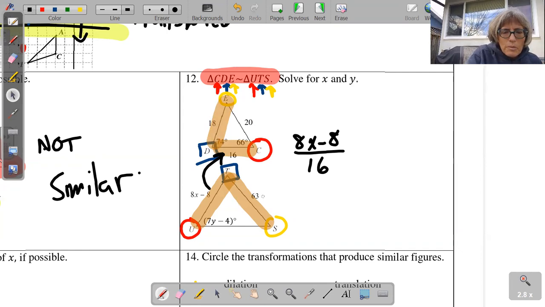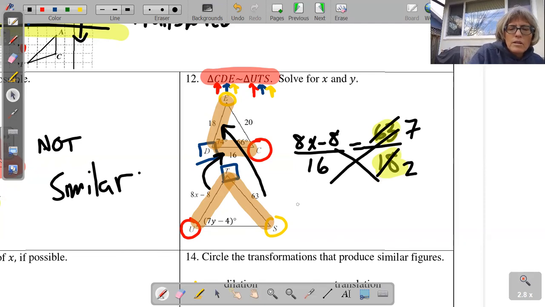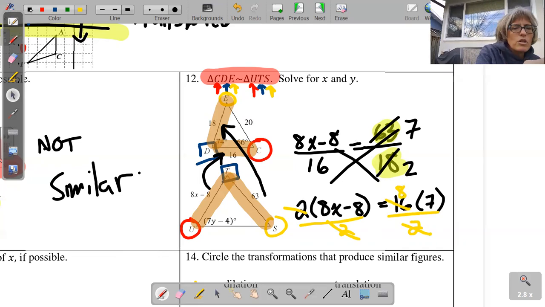So bottoms up. I'm going to do 63 over 18. You reduce before you cross multiply if at all possible. 9 goes into both of these, so I'm going to reduce it beforehand. 9 goes in there 7 times, 9 goes in there twice, cross multiply. 2 parentheses, 8x minus 8 equals 16 times 7. We're going to divide both sides by 2. And then you can take it from there. 8x minus 8 equals 56.